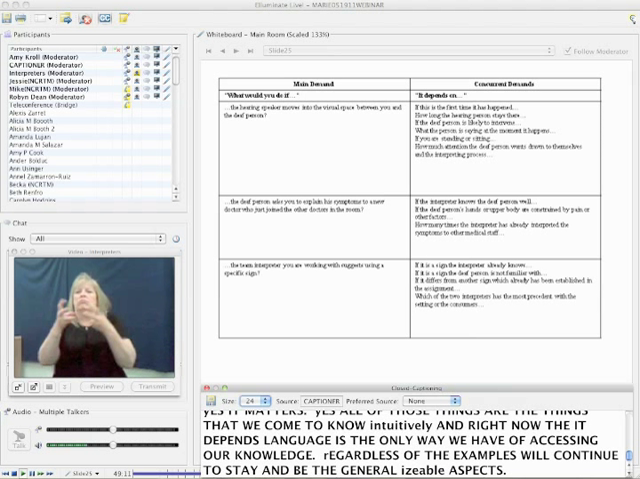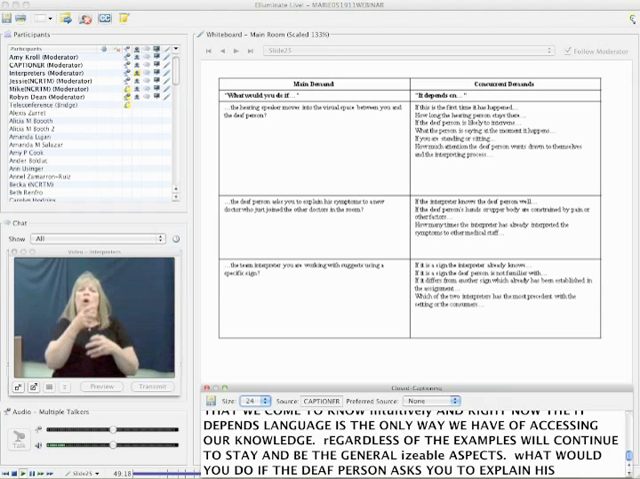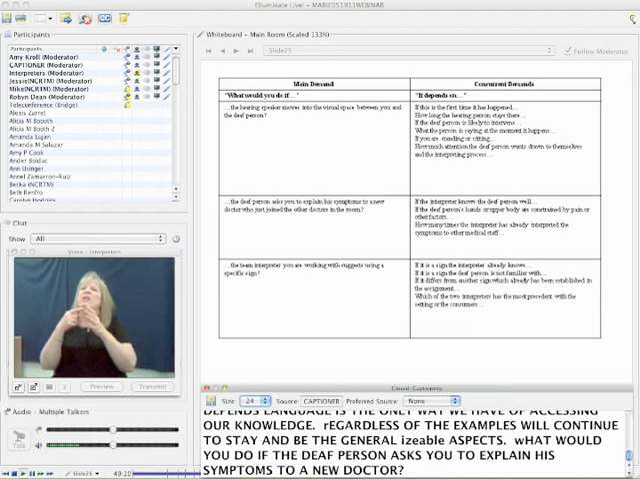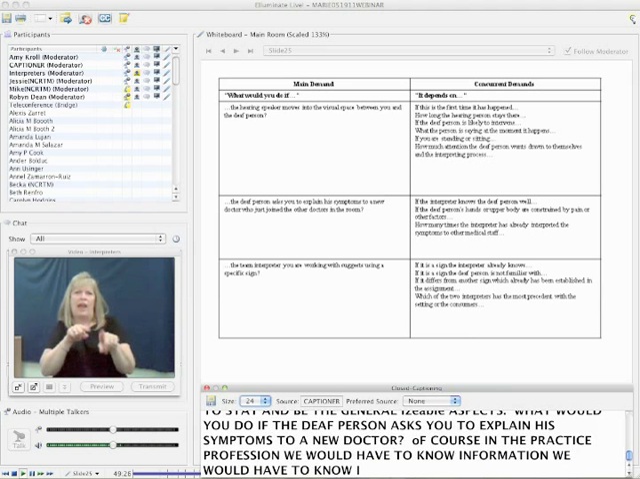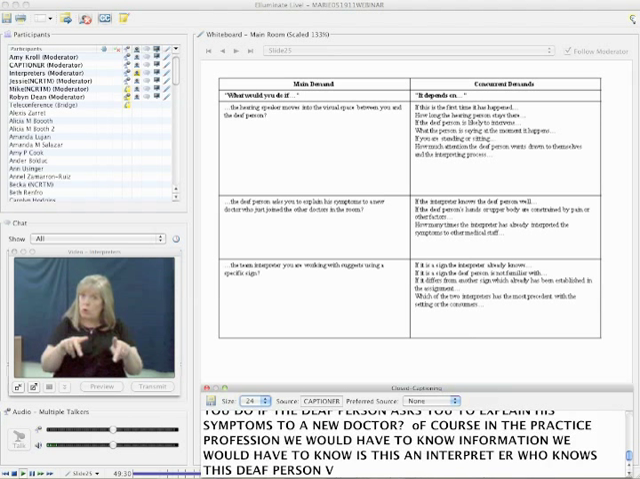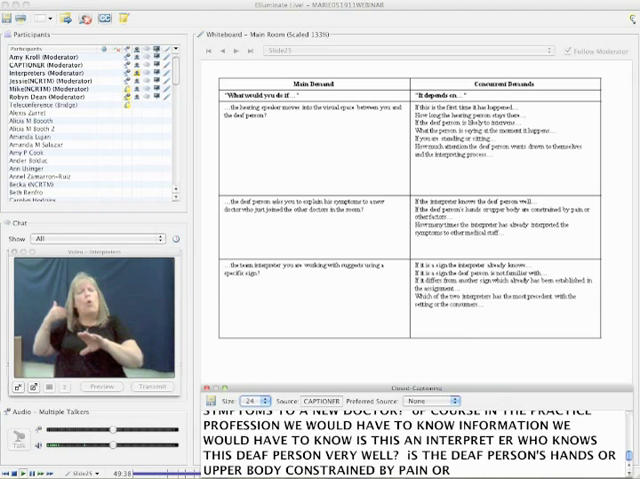What would you do if the deaf person asks you to explain his symptoms to a new doctor who just joined the other doctors in the room? Of course, as a practice profession, we don't have one answer. We would have to know information. We would have to know, is this an interpreter who knows this deaf person very well? Is the deaf person's hands or upper body constrained by pain or other factors? How many times has the interpreter already interpreted the symptoms to other medical staff?